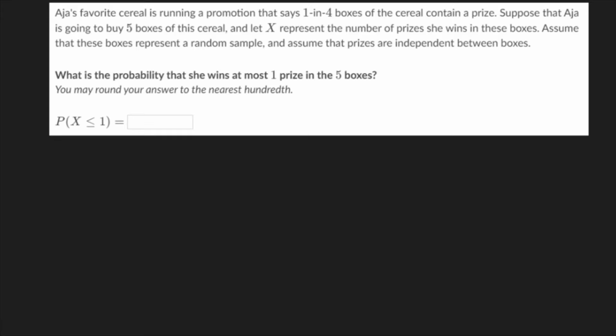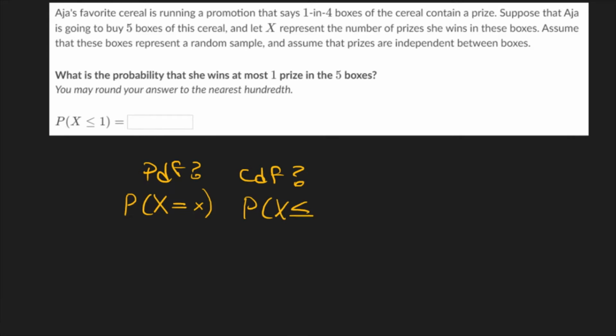Now, which one are we going to use, PDF or CDF? When we use PDF, that's when they want us to find the probability of something happening at an exact value. So it would look something like big X is equal to small x. But in this case, we have X less than or equal to small x, in which case small x is 1. So we're going to use CDF, so it's going to end up being binomCDF.